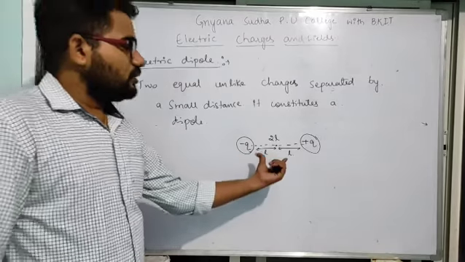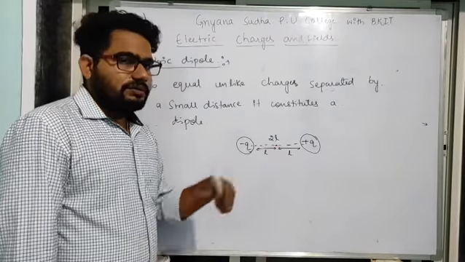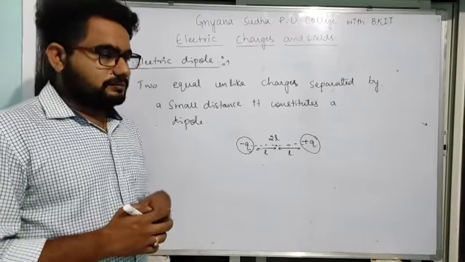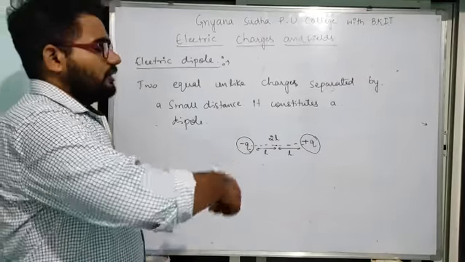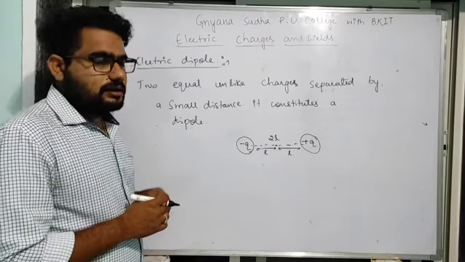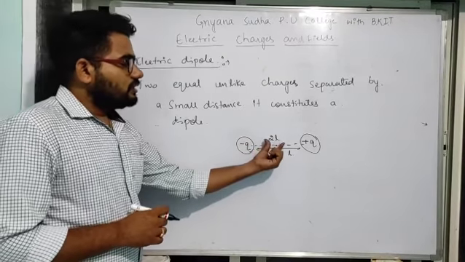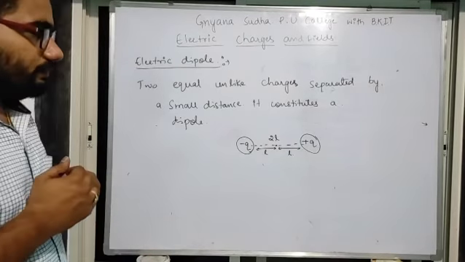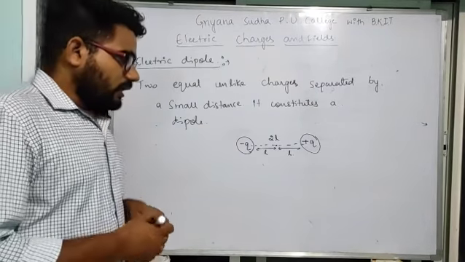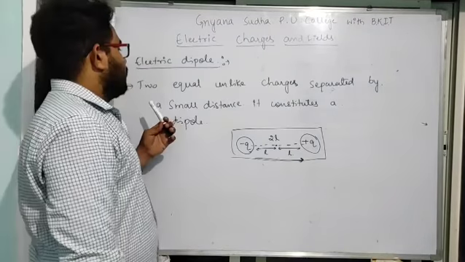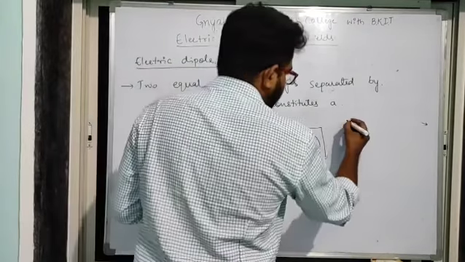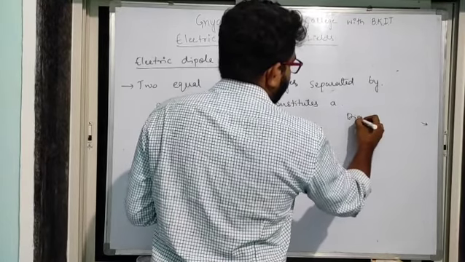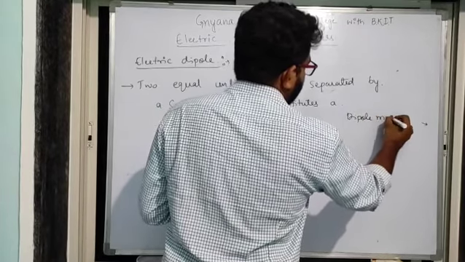ये बहुत छोटा, ये 2L क्या है? It is a very small length. Okay, ऐसा है 10 to the power minus 10 meters. ठीक है, तो इसके वजह से it is very small. So now it is called a dipole. Okay, next is dipole moment.